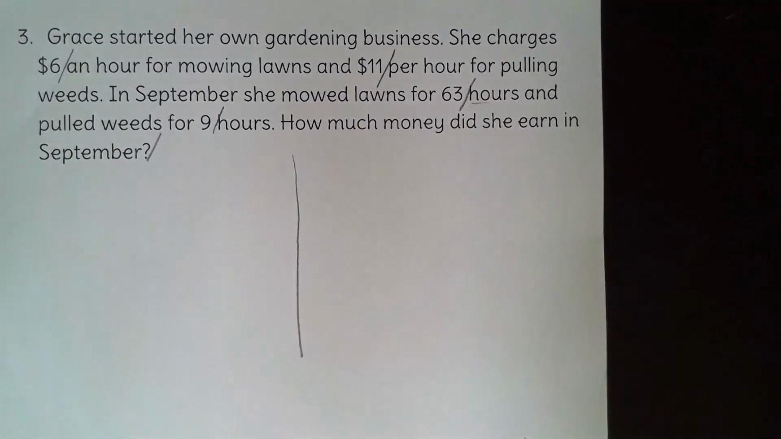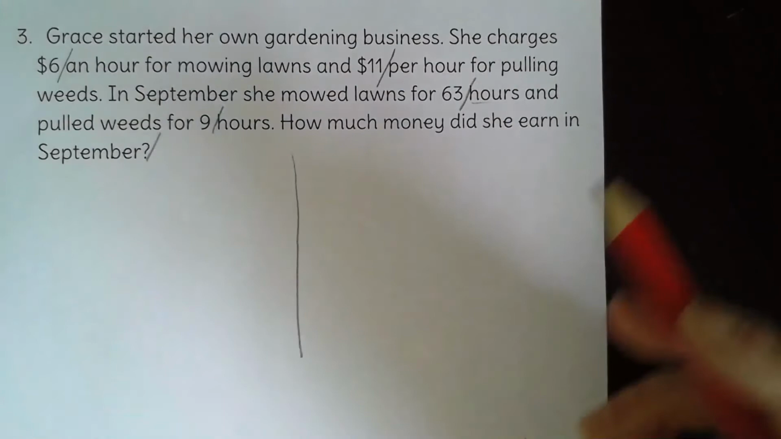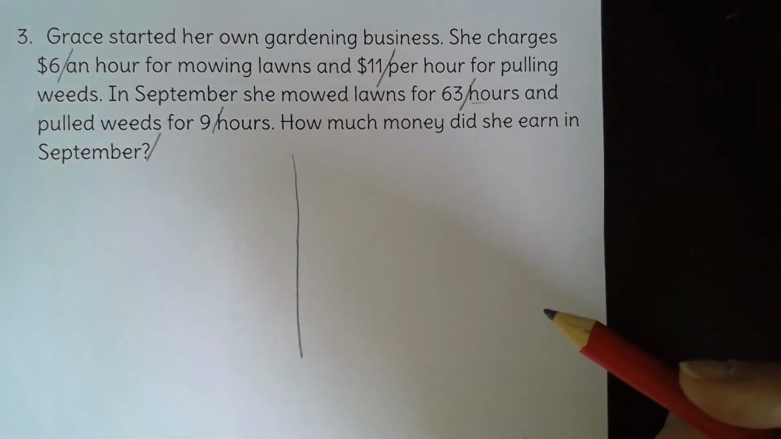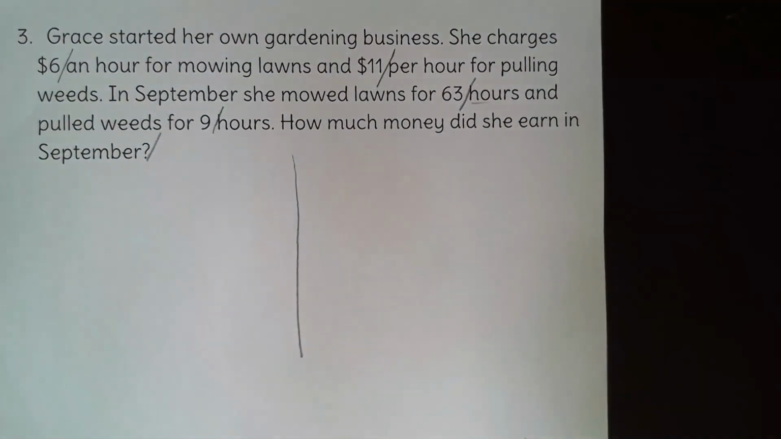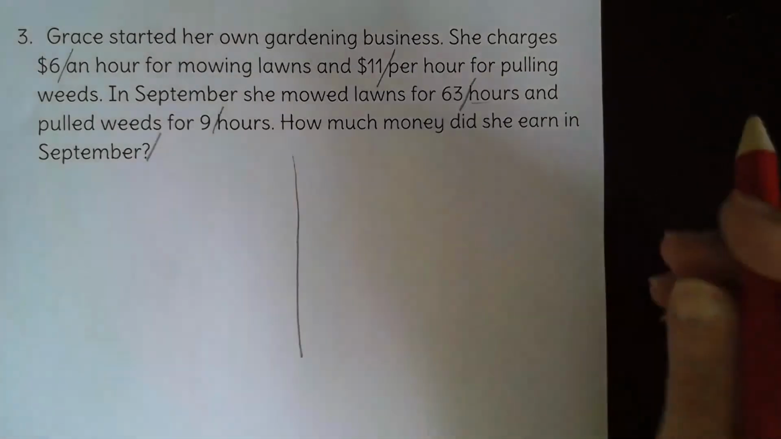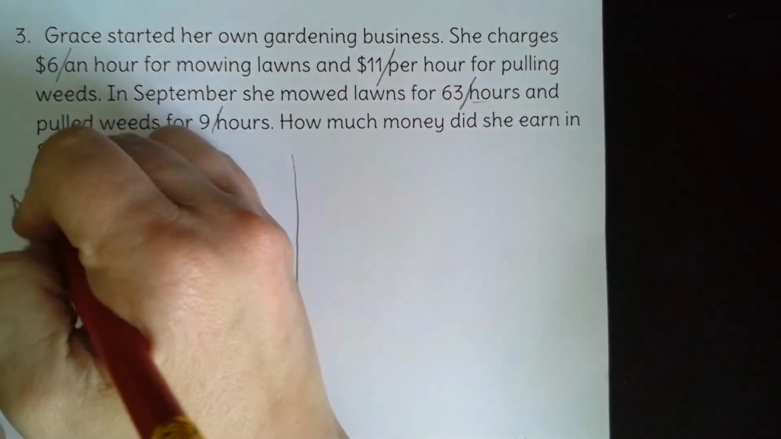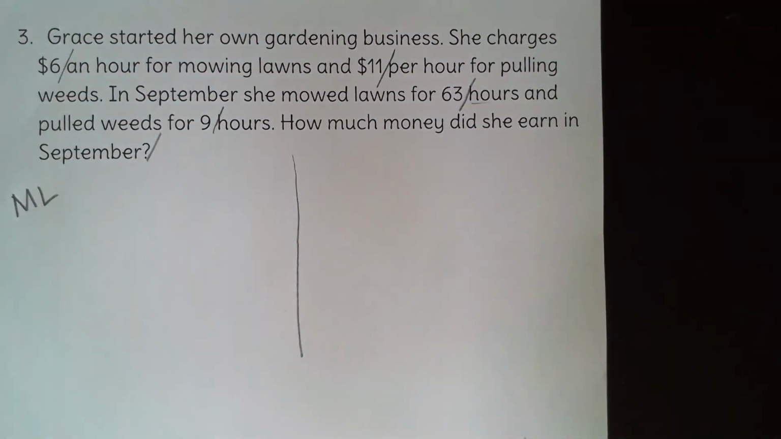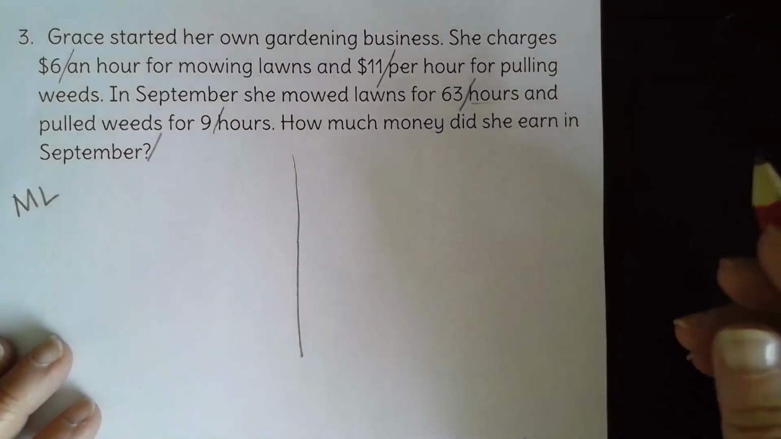Let's autofocus again. Okay, so now stop and think. Okay, Grace, gardening business. What does she do with her gardening business? She mows lawns and she pulls weeds, and she makes money for doing both of those things. So what would make sense here is to figure out, all right, how much money did she make mowing lawns, and then figure out how much money did she make pulling weeds. So let's start with the mowing lawns. And I'm not going to do anything fancy. I'm just going to give it an abbreviation, ML, for mowing lawns. Okay, she makes $6 an hour mowing lawns.